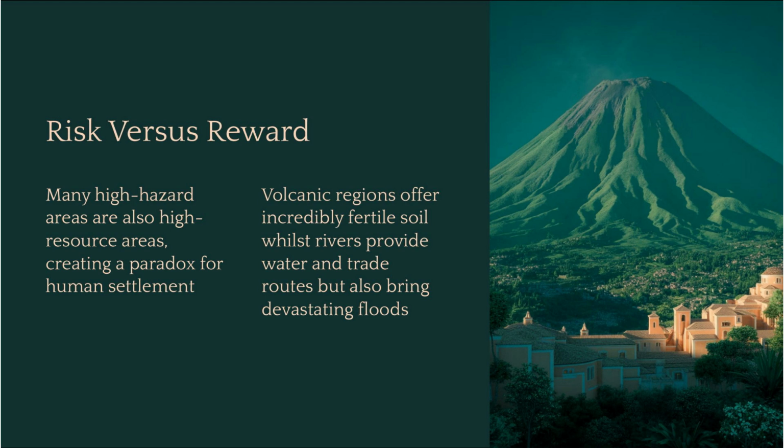This is the risk versus reward paradox. Why would millions of people live on the slopes of a volcano? Because that same volcano, a hazard, has created incredibly fertile soil, a resource. Why do we build our biggest cities on rivers and coasts? Because they are fantastic for trade and resources, the reward. But they are also the exact same places that flood, the risk. Human activity is constantly influenced by this trade-off.